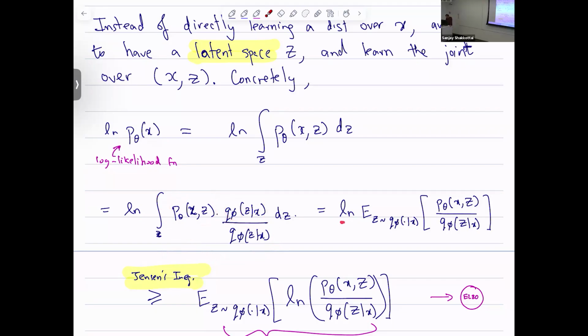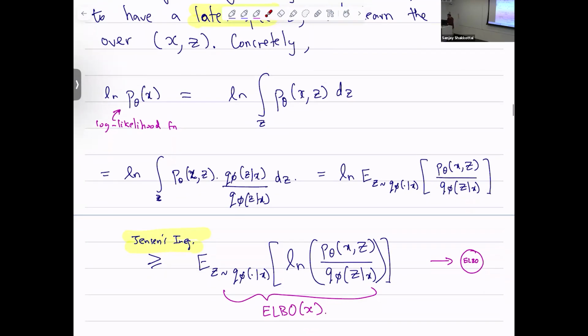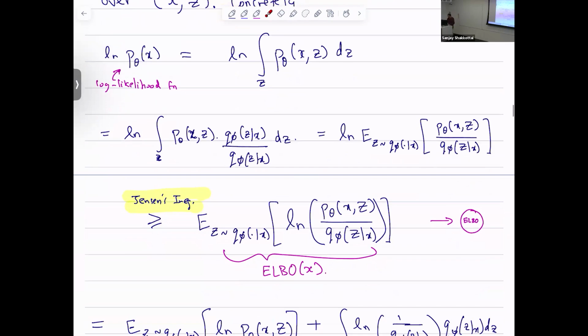So this is nothing but the log expected value of this ratio of p theta x comma capital Z divided by q phi of capital Z given x. So the theta and phi are the things which we are trying to learn. Okay. Now we can do Jensen's on it. So this is where the variational thing comes in, and swap the expectation and the log.